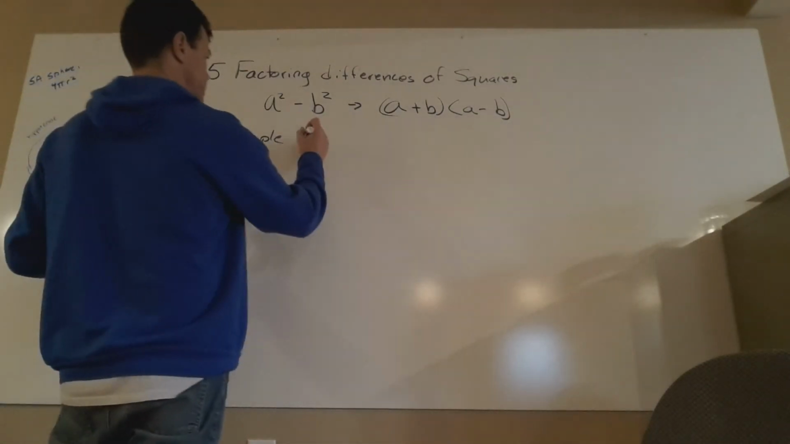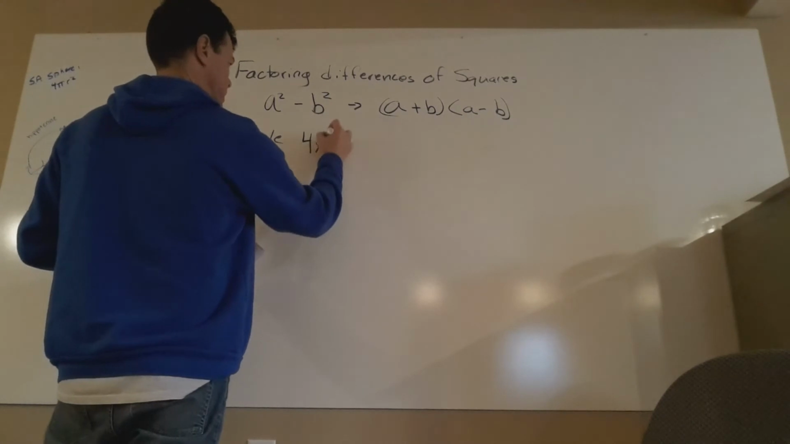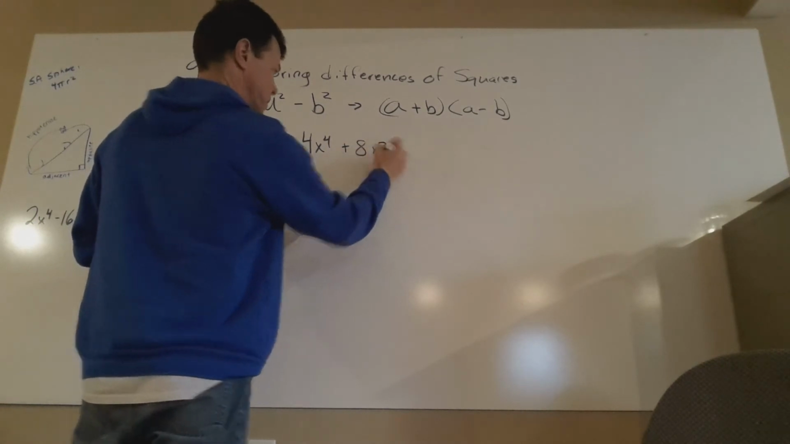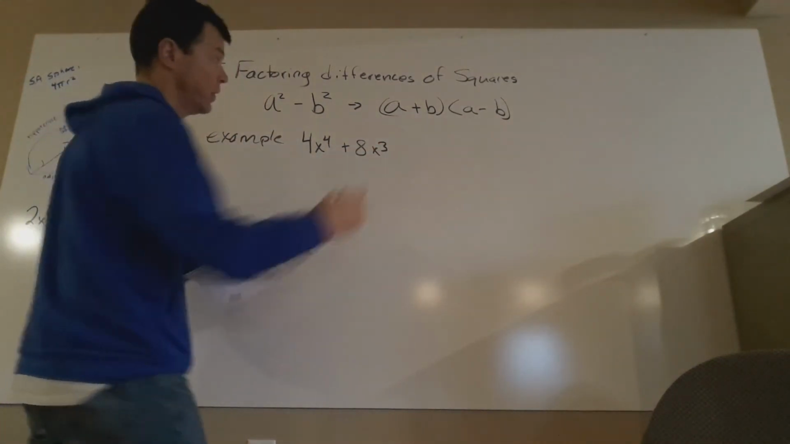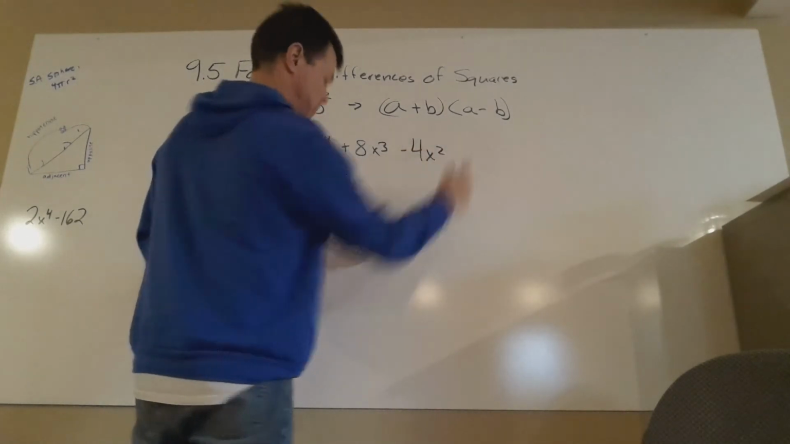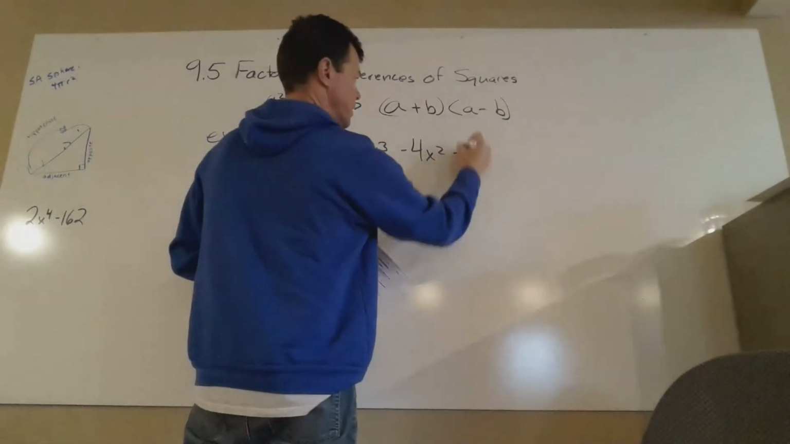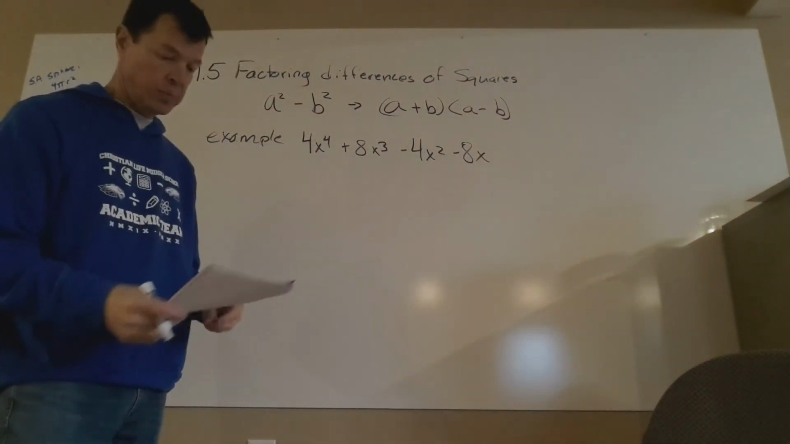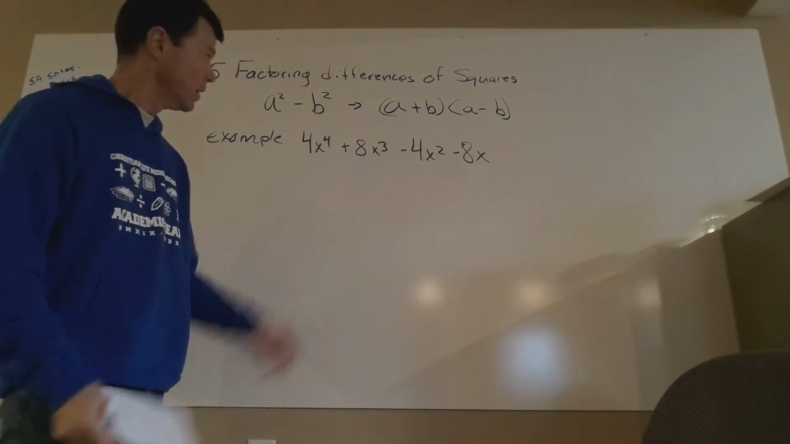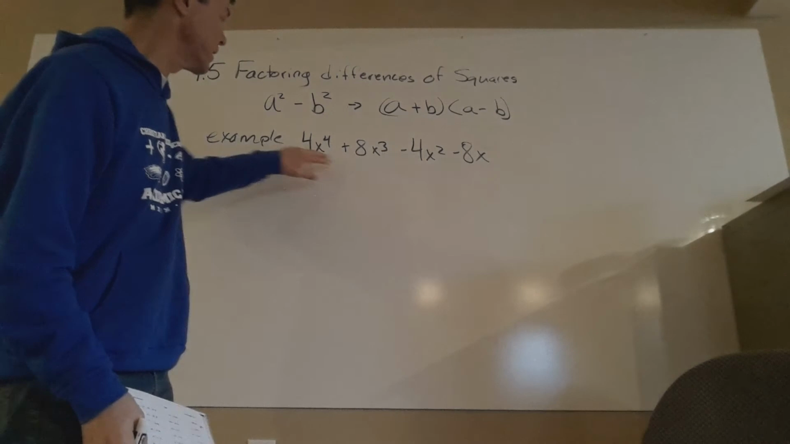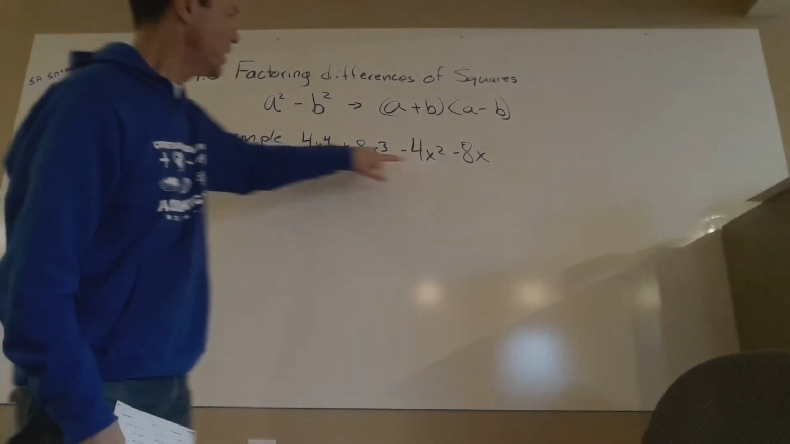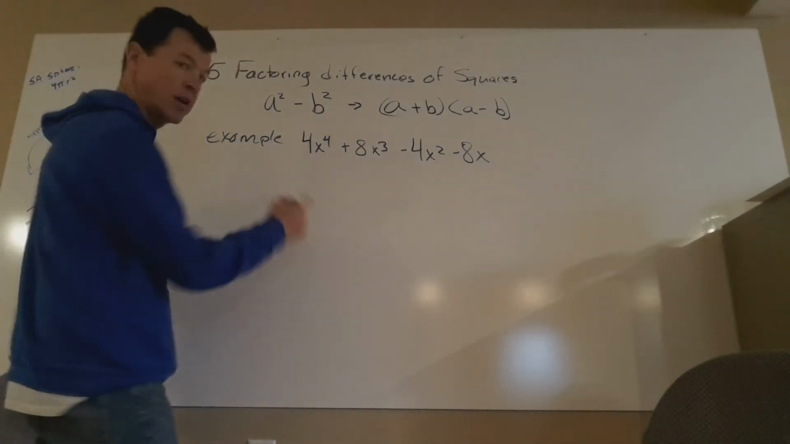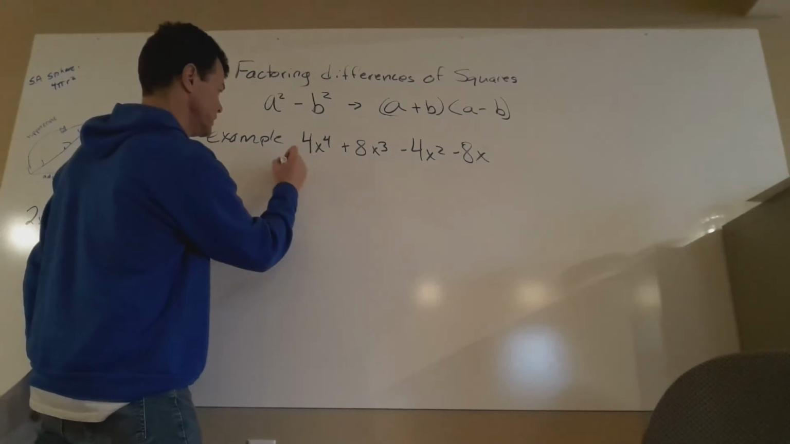All right, 4x to the 4th plus 8x cubed minus 4x squared. And lastly, minus 8x. Some of you will look at this and realize we got 4 terms up here. Let's do some factor by grouping. Before we do that, I can actually factor something out of all of these. All of these are multiples of 4, and they all have at least an x in them. So I'm going to start out factoring out a 4x.